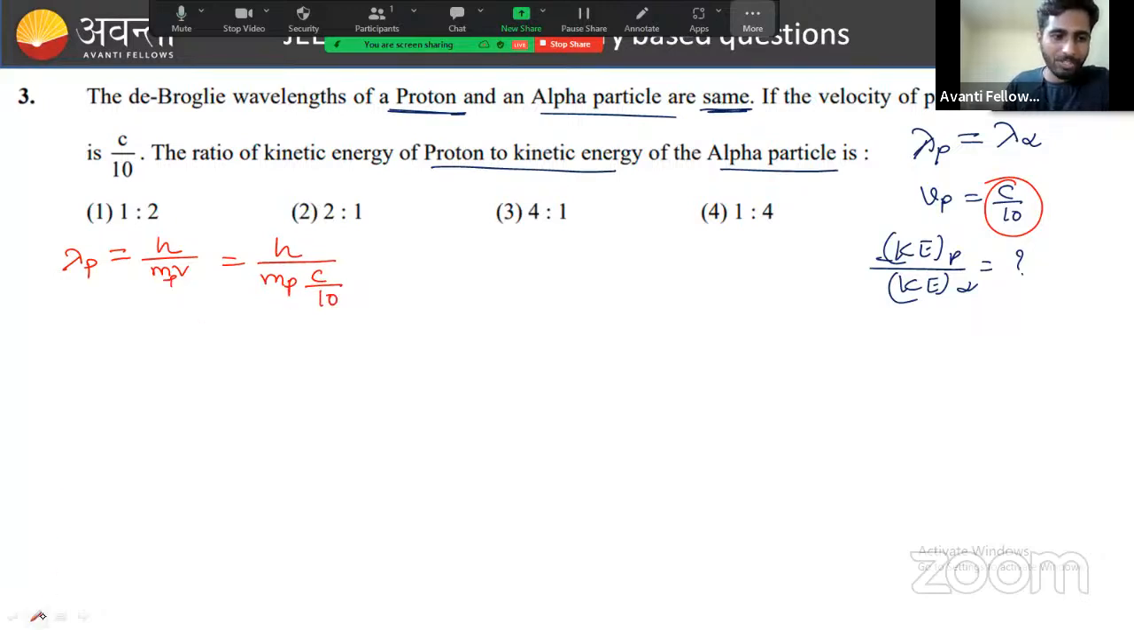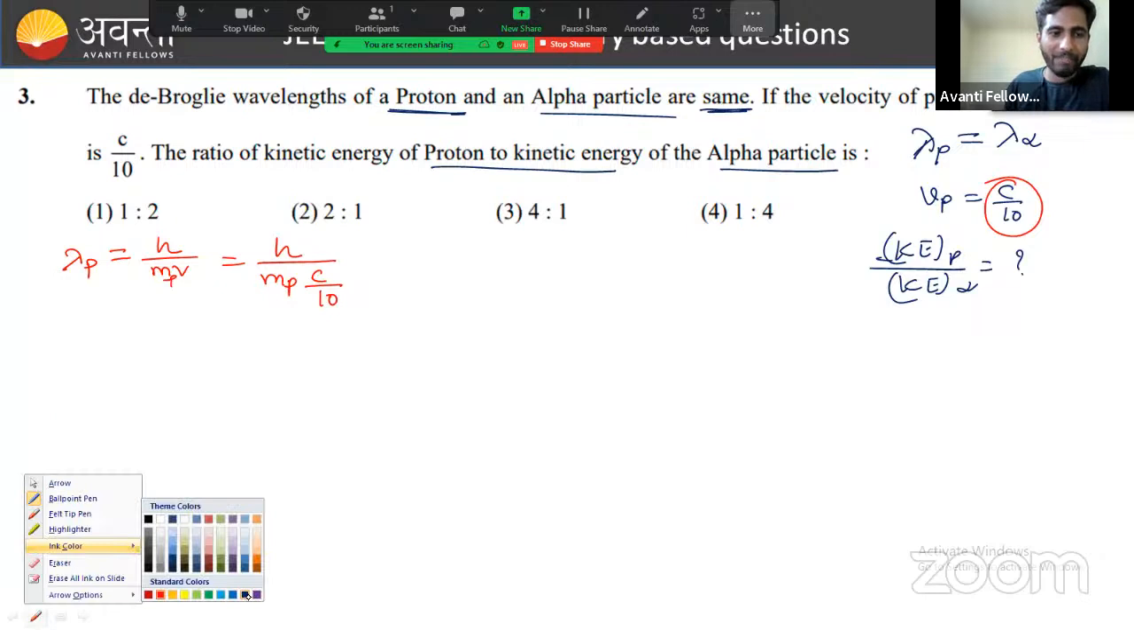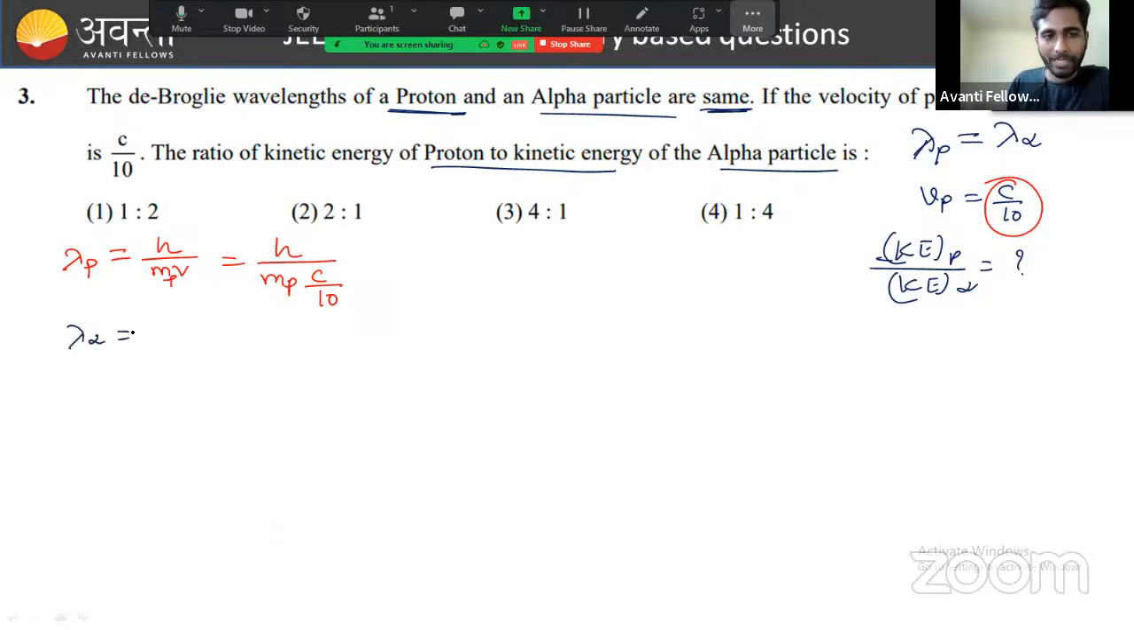Next, similarly, the wavelength of the alpha particle is nothing but again h divided by m alpha into v. We don't know that, we'll calculate it. h is a constant, Planck constant. Mass of an alpha particle is 4 times the proton, so we'll write 4 times the mass of proton. We don't know the velocity of it. We'll calculate it, because kinetic energy is half m v square, and for that reason we want v.